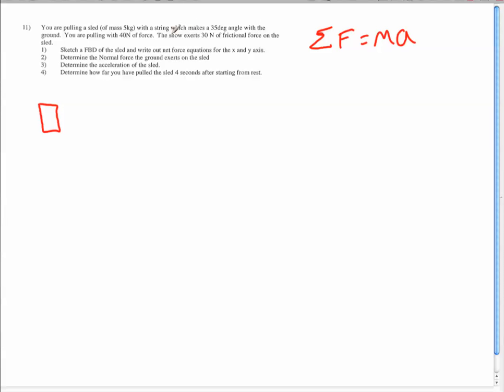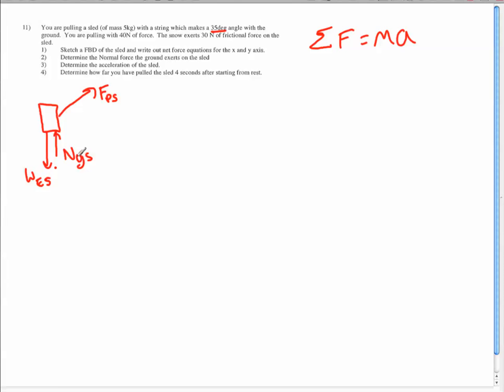There is a person pulling at a 35-degree angle up like this. And they are pulling with 40 newtons of force. Let's label that force person on sled. Then we have a downward pull, which is the weight of the sled, earth acting on sled. Then there is an upward push from the ground on the sled.